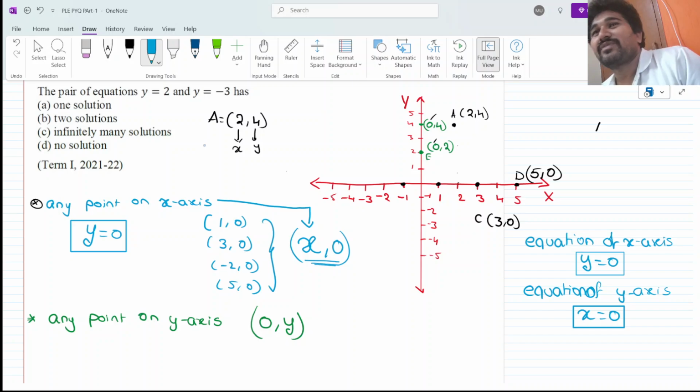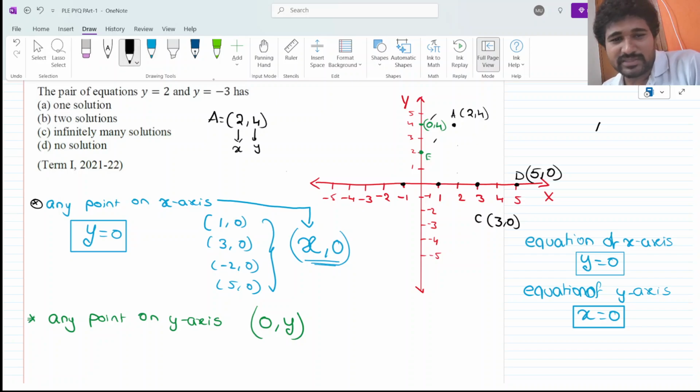Okay, fine, right? Understood, right? Now observe, I am writing some points especially like this. One point here, one point here, one point here, one point here, such that all the points are on one line. All the points are on one line.